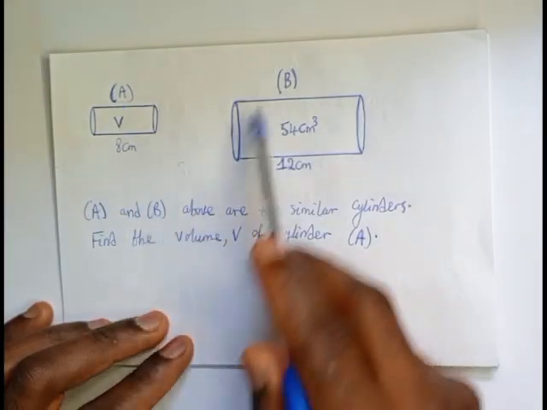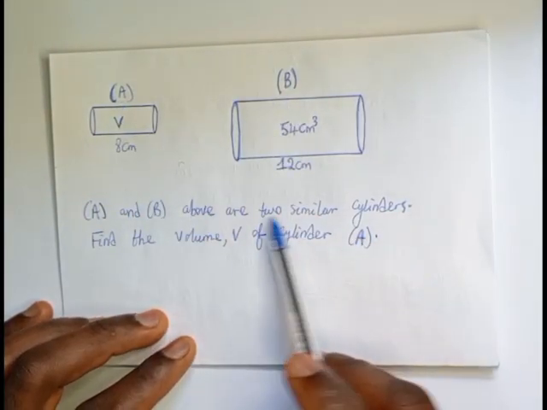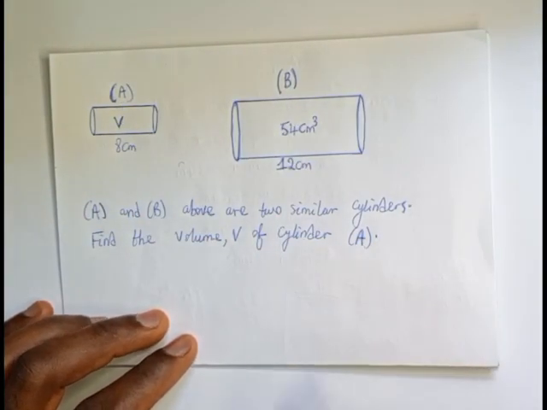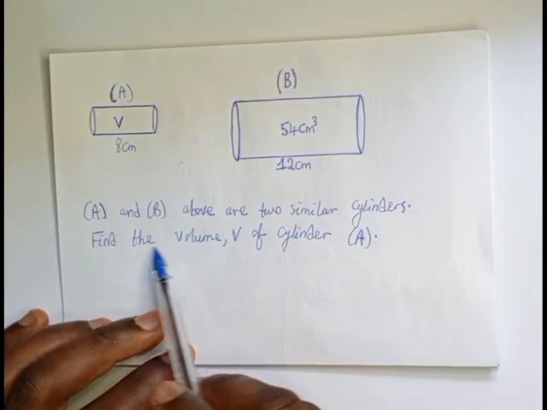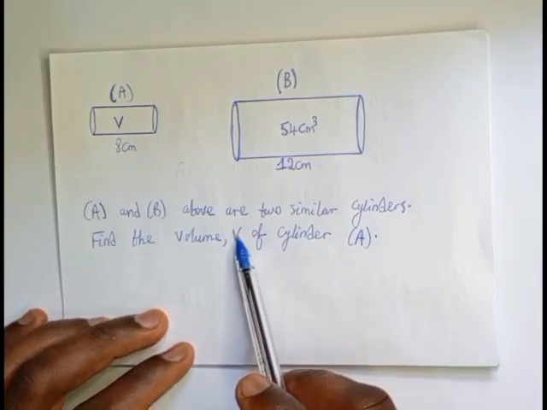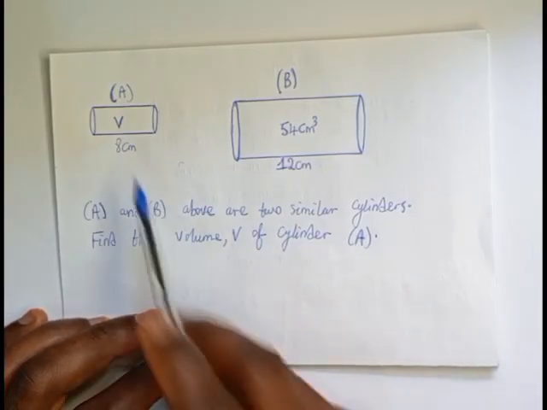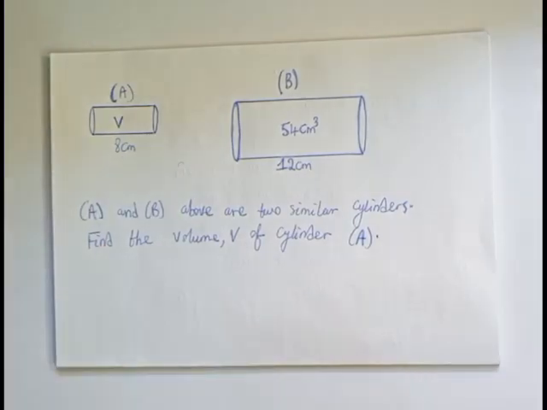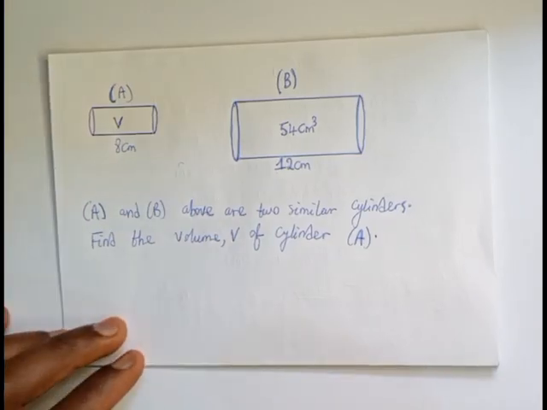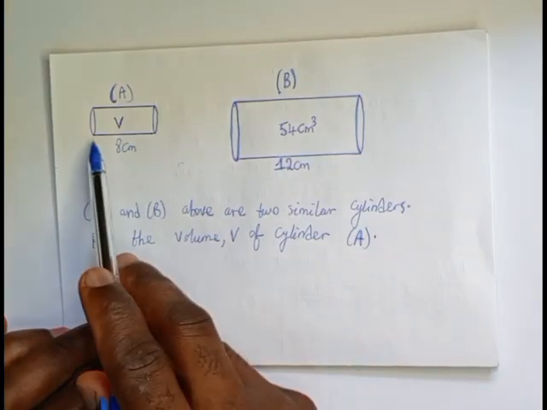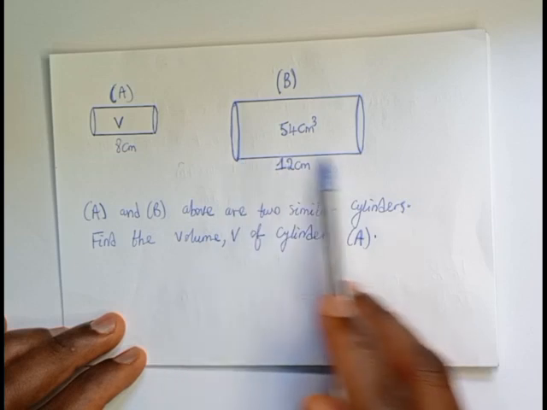A and B above are two similar cylinders. Find the volume V of cylinder A. First thing for us to answer this question, we know for two similar figures, if we take the ratio of their corresponding sides, like in this case for the cylinders, we take the ratio of their heights.